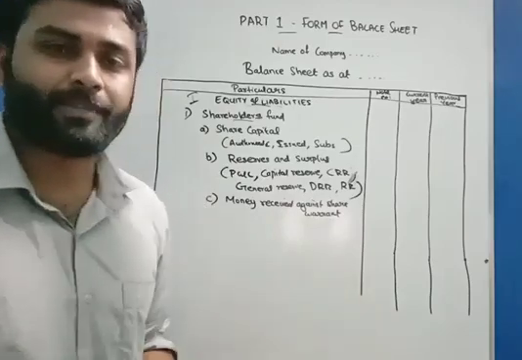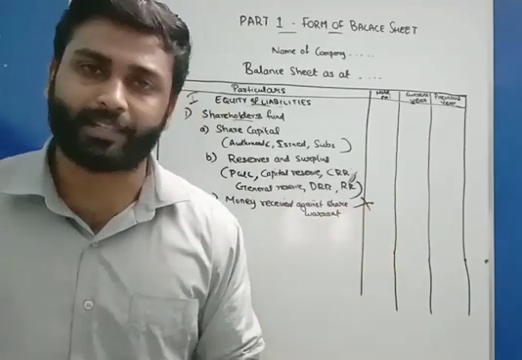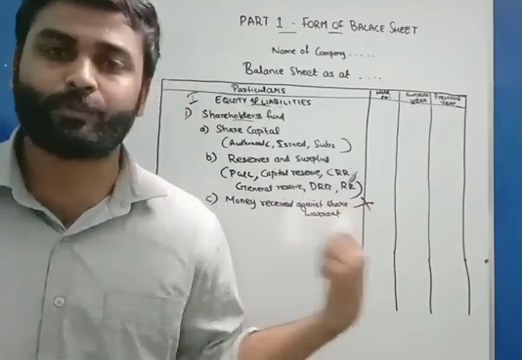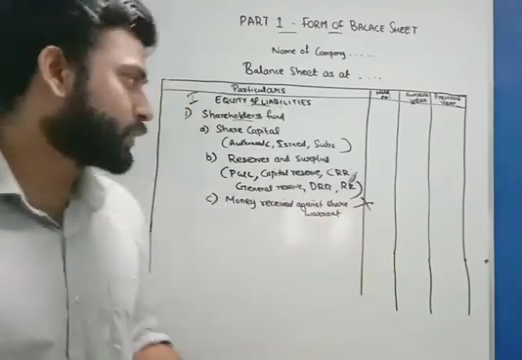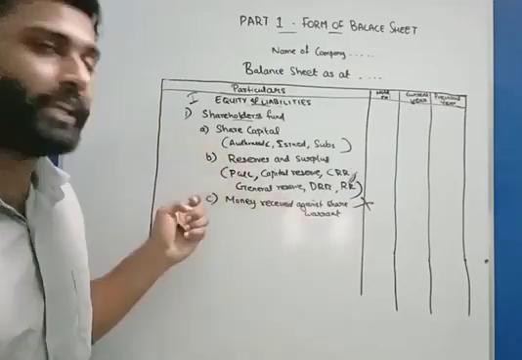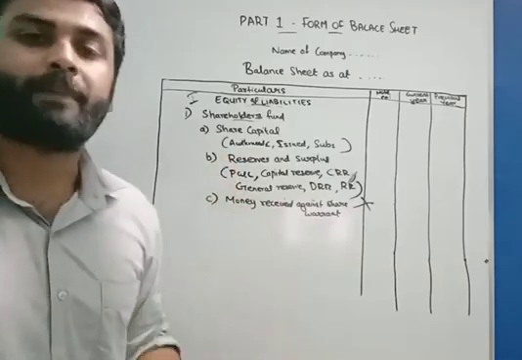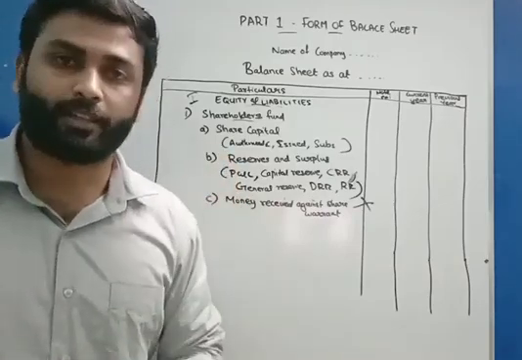These items are not for your exam. This will not be asked. So the first heading is shareholders fund, and under that there are 3: share capital, reserves and surplus, and money received against share warrant. Clear?